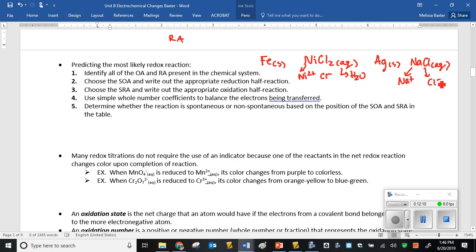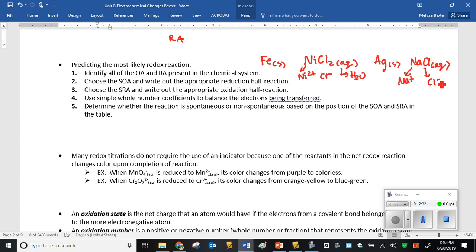So when you look in your data booklet and you're asking yourself which of those things is the strongest reducing agent, you're going to look not for NiCl2 aqueous, but for Ni2+ or for Cl-. Does anybody have anything they want to ask there?